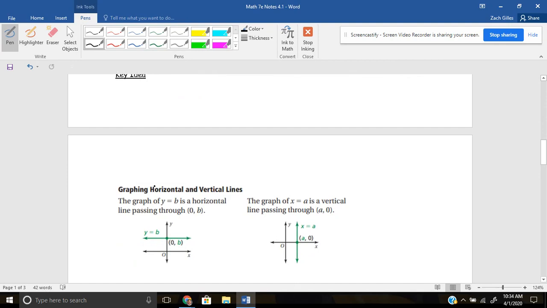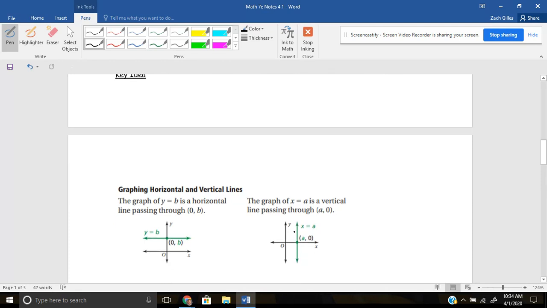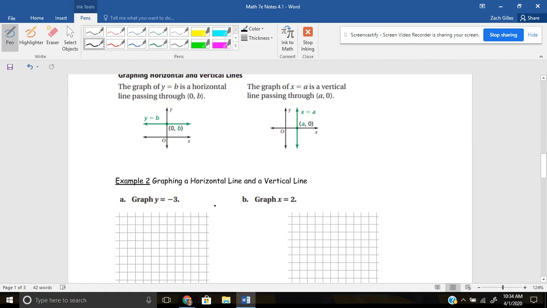All right. There are other situations where, for our next key idea, you might have a perfectly horizontal line, like in this case right here, or a perfectly vertical line, like in this case right here. I think in the next example, you'll see that. Okay, so graphing a horizontal line and a vertical line.